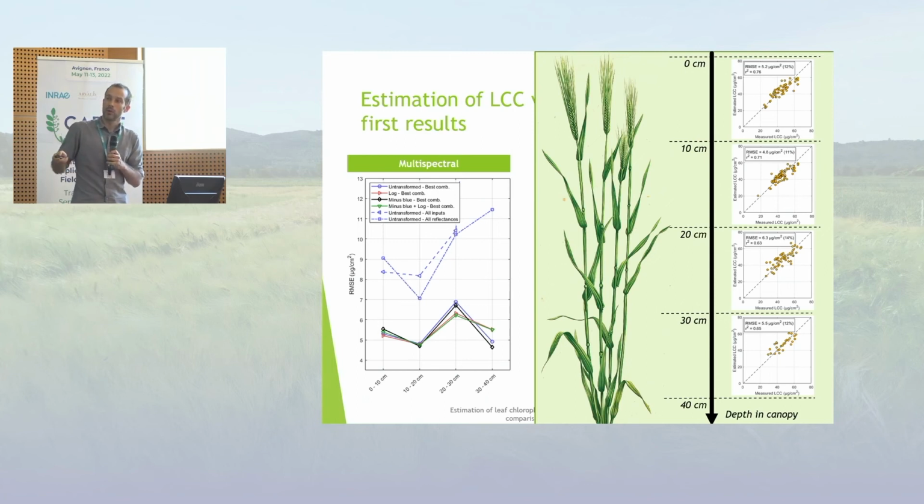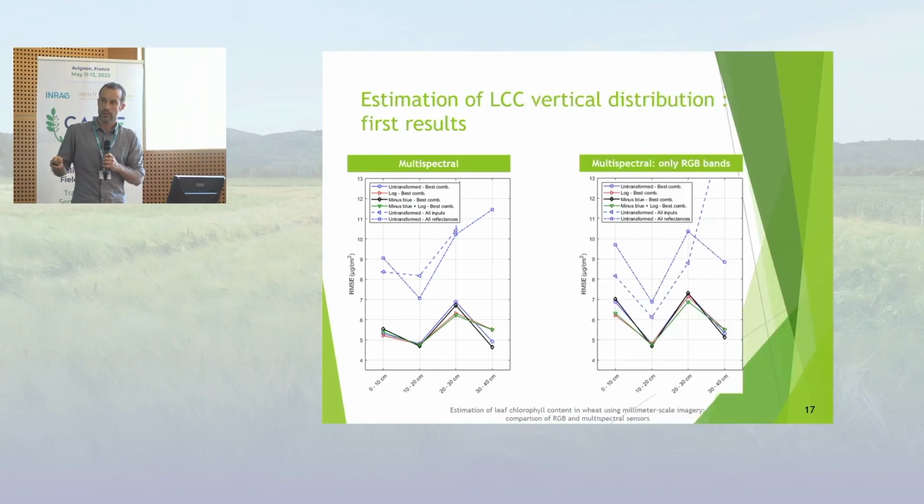Typically, the red edge band and NIR band are more useful for the upper layer, whereas when you go deep into the canopy, I guess because of maybe multiple scattering, the RGB bands are more helpful. And if you have a look at the best combination for the fourth layer, in this case you don't use the red edge band or the NIR bands at all. And this is why when you focus only on the RGB bands, you have somewhat similar results, except for the upper layer, where the red edge band can help to improve the estimation.